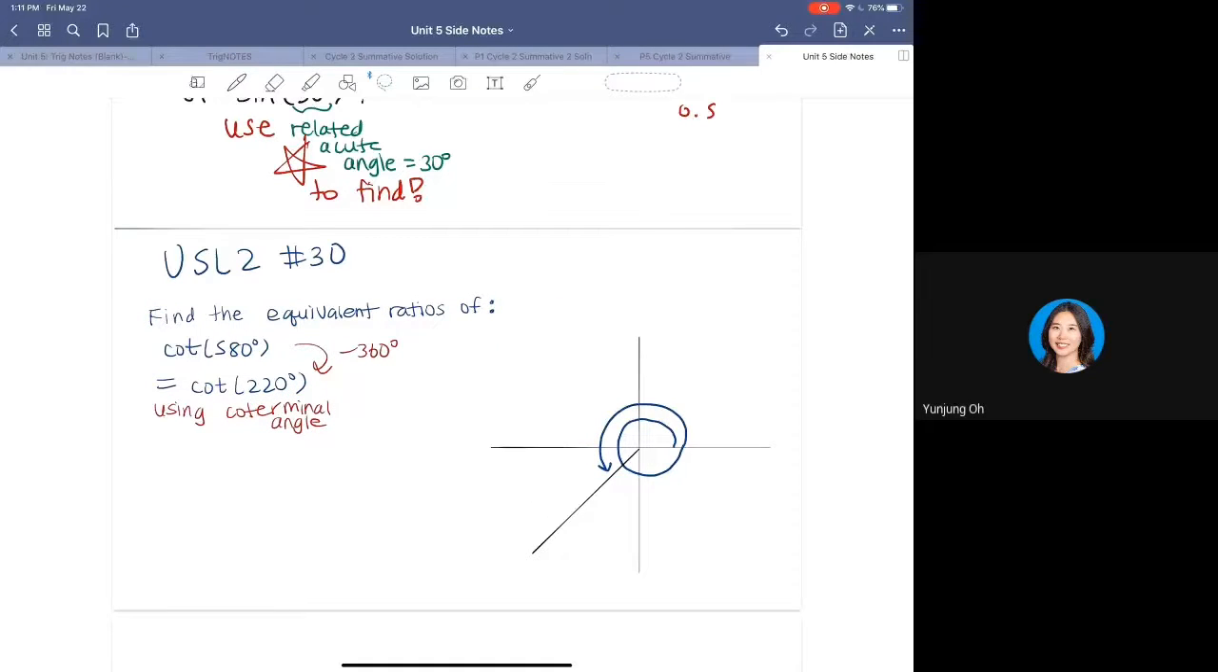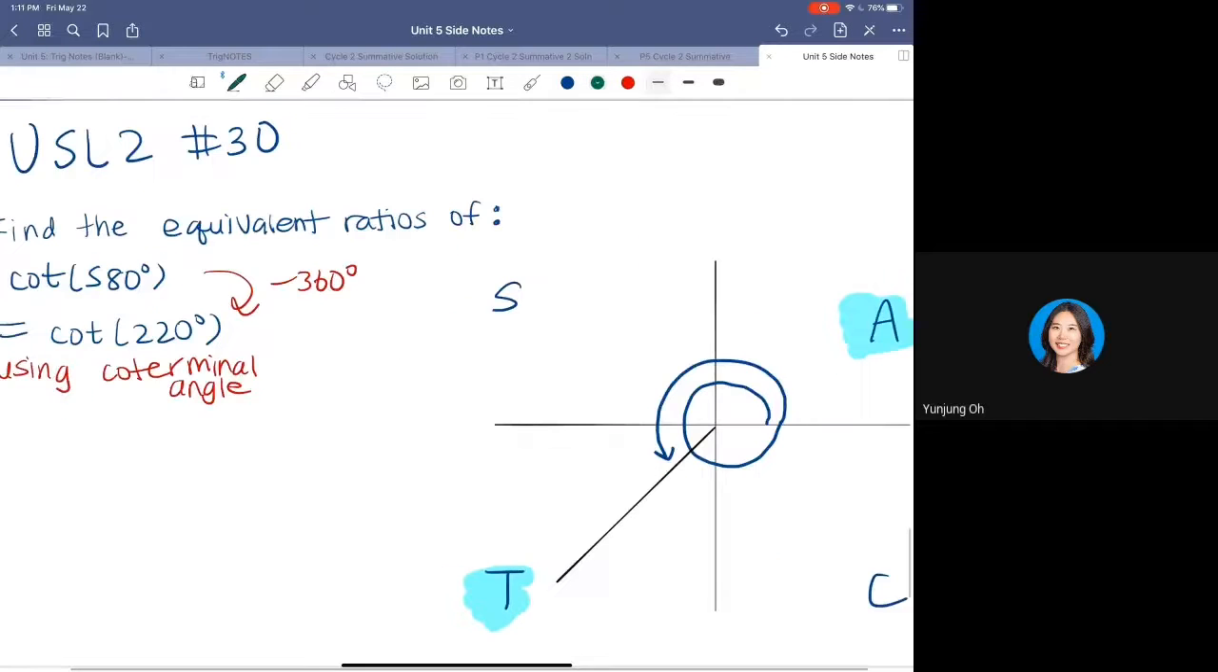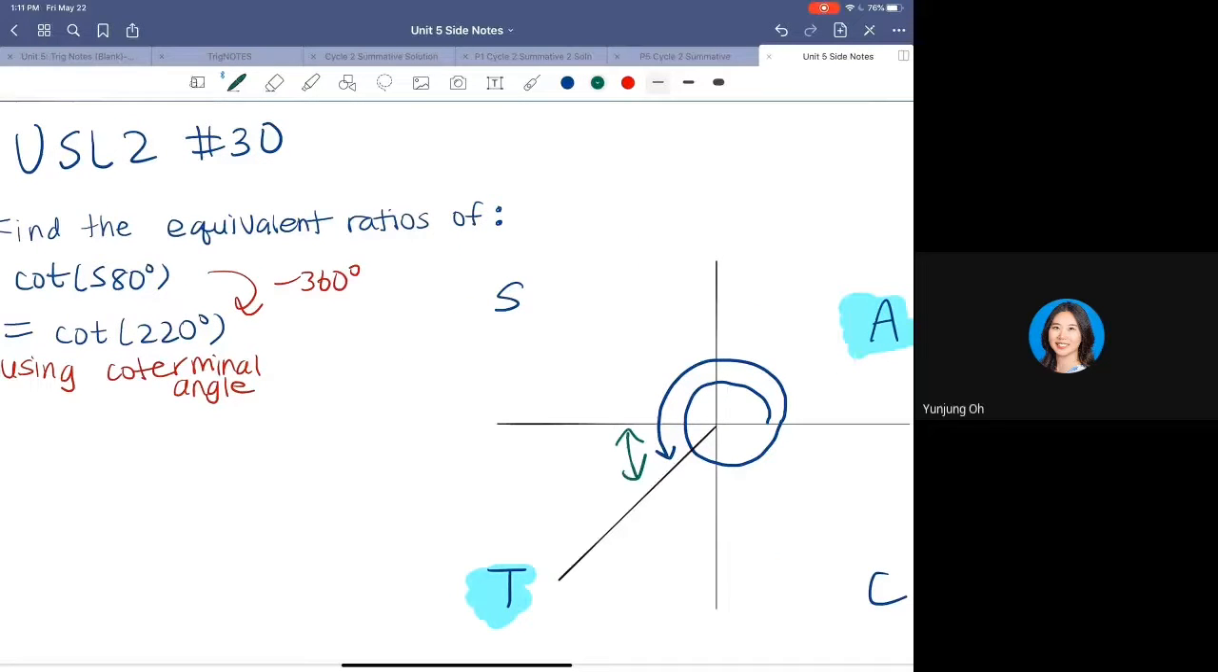Okay, so the second part, another angle. I'm seeing from the solution, cotangent, same side, and third. The other way that you can do this is, I'm going to write the CAST to remind myself. I'm dealing with tangent because cotangent is the reciprocal of tangent, and so I have tangent in quadrant 3. What is a related acute angle for this? The related acute angle is 220 minus 180, which is 40 degrees.